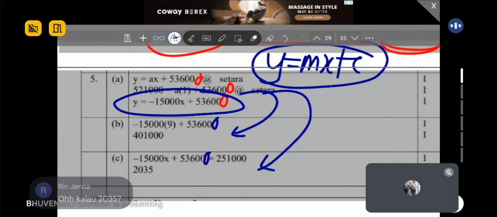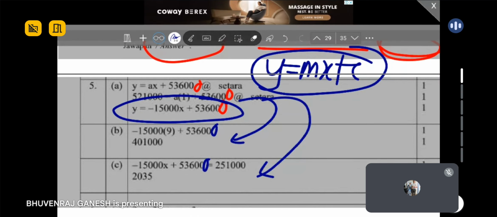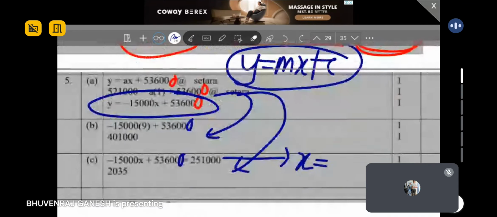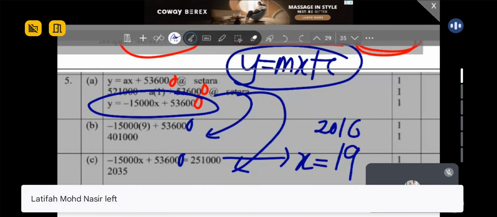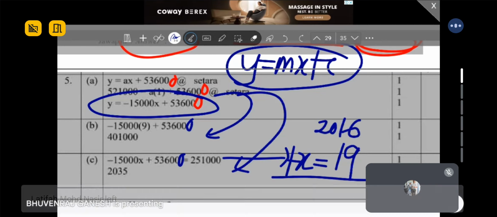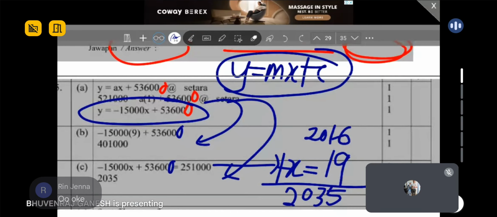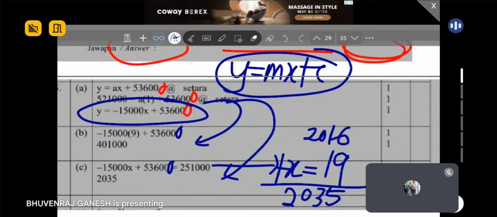Oh, kalau 2035, 2035 kat sini kalau kamu selesaikan, kamu dapat X sama dengan 19. Okay? So 2016 tambah 19, kamu dapat berapa guys? 2035. That's why 2035 lah jawapan dia. Sebab X tu mewakili bilangan tahun selepas 2016. That's why kita tambah 19.